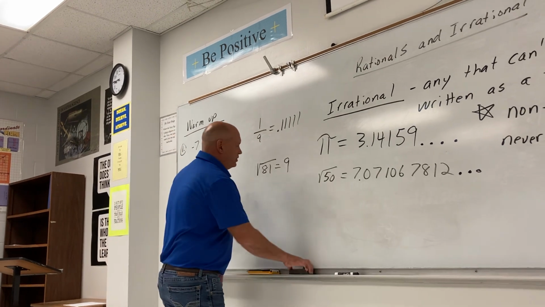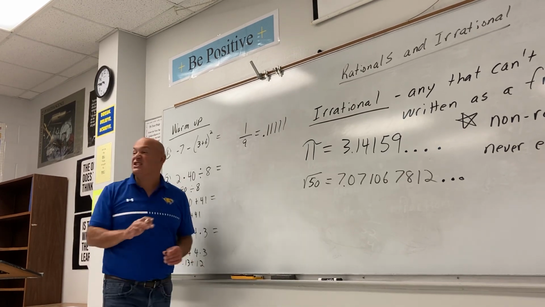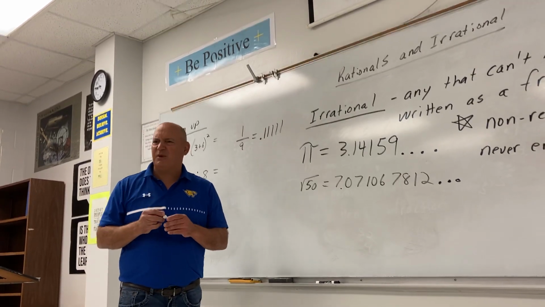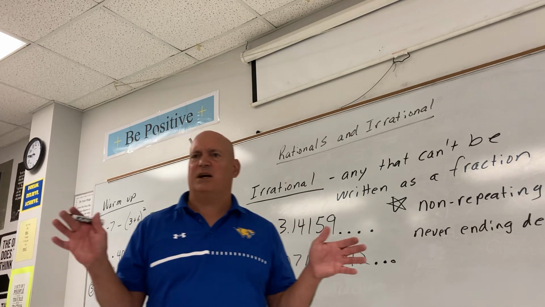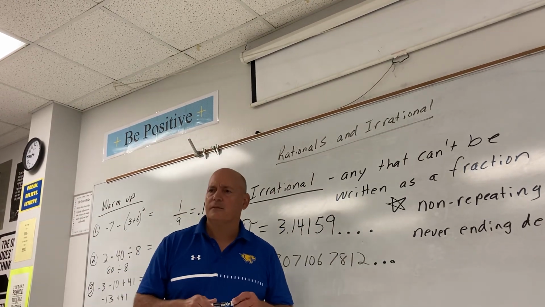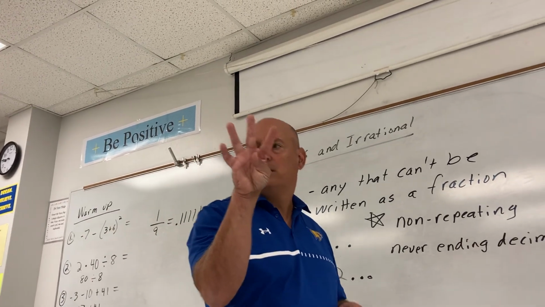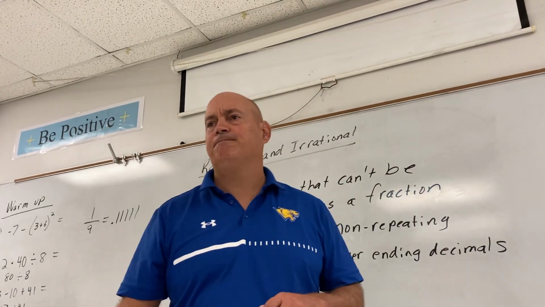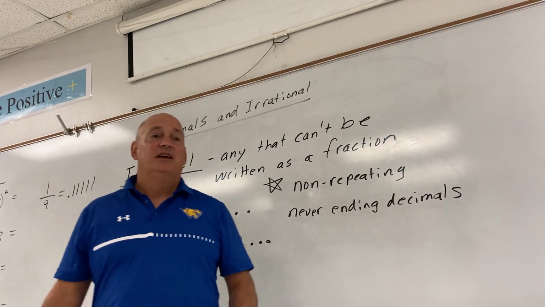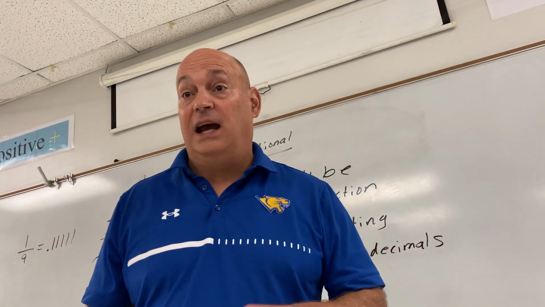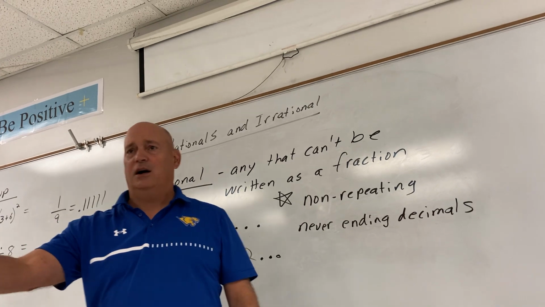Okay. Irrational numbers are typically square roots that are not perfect squares. Are you with me? What is a perfect square? Both sides the same. Yes, but on your multiplication chart, what numbers are perfect squares? I'll give you one. 4 is a perfect square. 20 is not a perfect square. 25 is, because 5 times 5 is 25. 36 is a perfect square. 81 is a perfect square. 64, 121, 144. Are you with me?